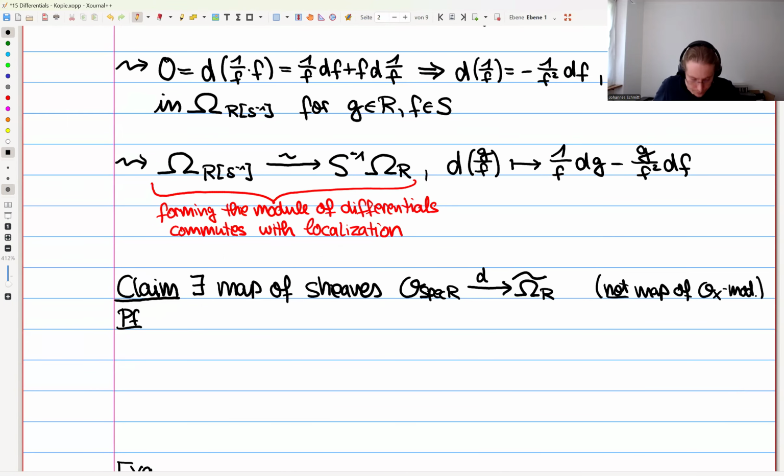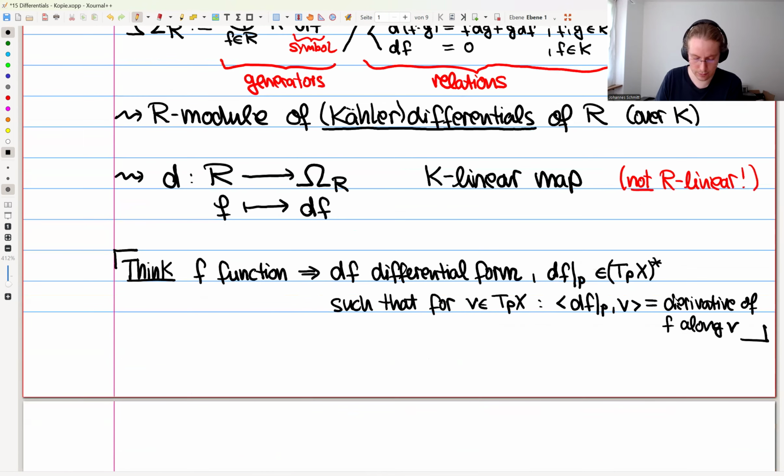So now we start going to these sheaves. Here you have this R module, and then you get a sheaf on Spec R just by putting the tilde over it. And the claim is there is a map of sheaves which is given by this differential. And here it's really important that it is a map of sheaves of K algebras, if you want, or just of abelian groups, but it's not a map of O_X modules. This is basically the same reason that this here is not an R linear map, but just a K linear map.